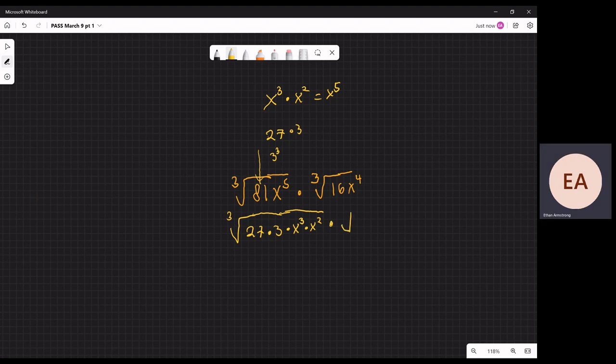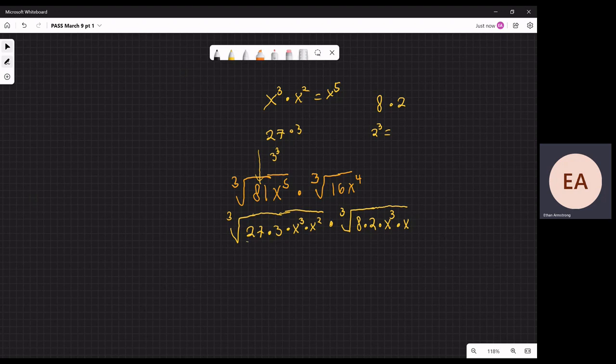Now, next up, we have 16x to the power of 4. So 16 is a product of 8 and 2. And 2 to the power of 3 equals 8. So we can write 8 times 2. And then again, we can take out x cubed. And we'll be left with x there. And now we can bring these terms outside of the cube root.